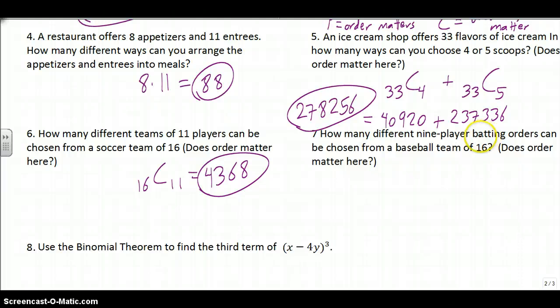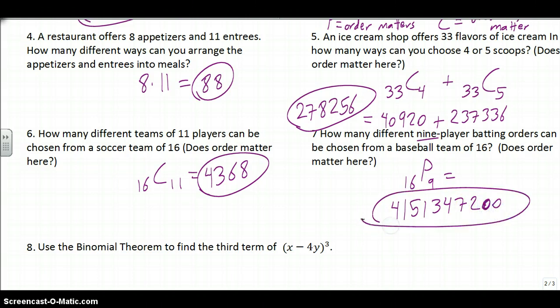Okay. Now number 7 says how many different 9-player batting orders can be chosen from a baseball team of 16. Now notice, it even says batting order. So order does kind of matter here, and any baseball players should be able to tell you that. So this is permutations. We're going to do 16 because that's how many total there are. Permutation, well, how many are we picking? We're picking 9. So 16P9, which is a really big number. I think it's 4,151,347,200. It's a lot of batting orders.